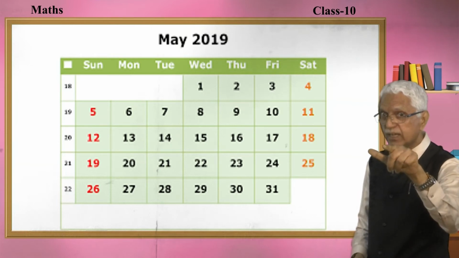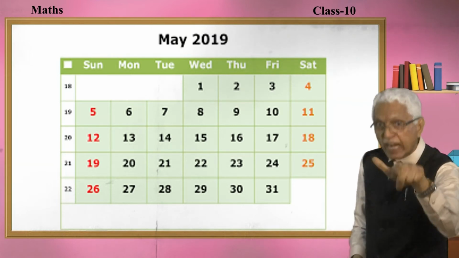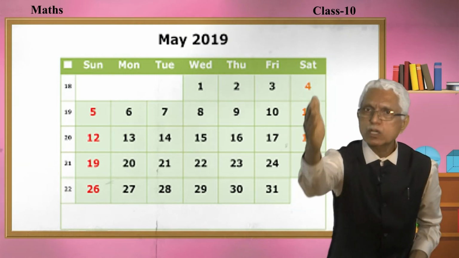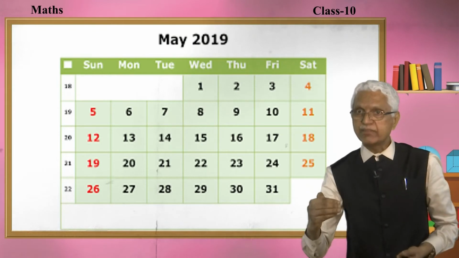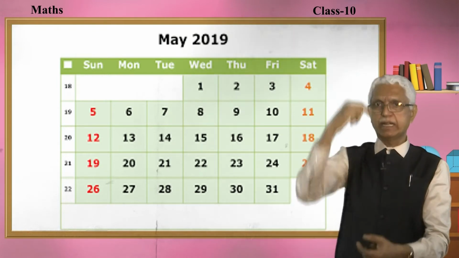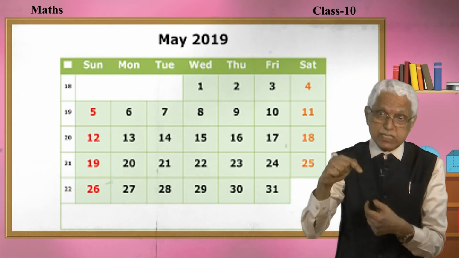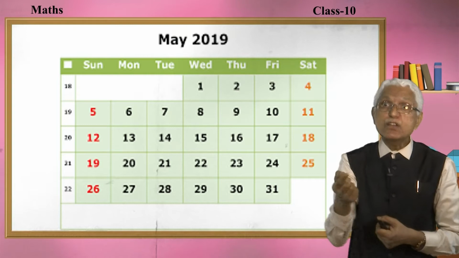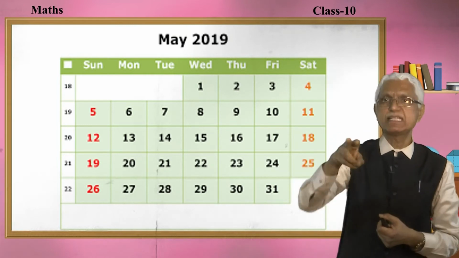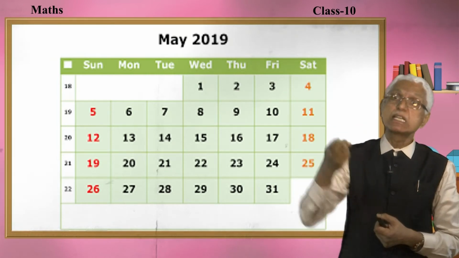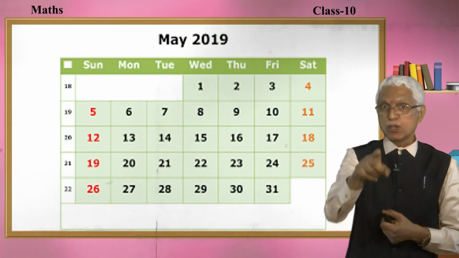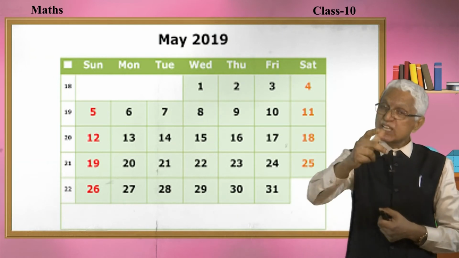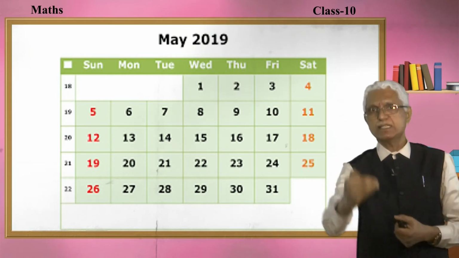5 plus 7 is 12, 12 plus 7 is 19, 19 plus 7 is 26. Agreed? Am I right? Suppose you go to the column under Friday, 31. Go in the reverse order. 31 plus minus 7 is 24. 24 plus minus 7 is 17. 17 plus minus 7 is 10. So, under the Sunday column, the common difference was plus 5, plus 12, plus 19.